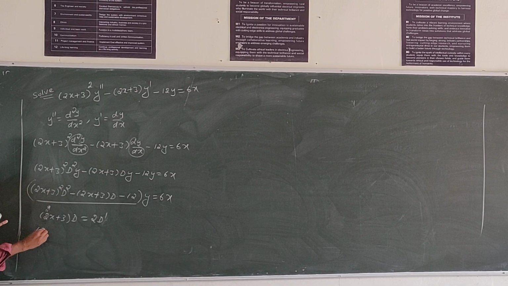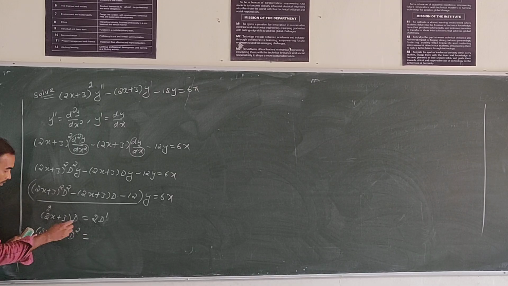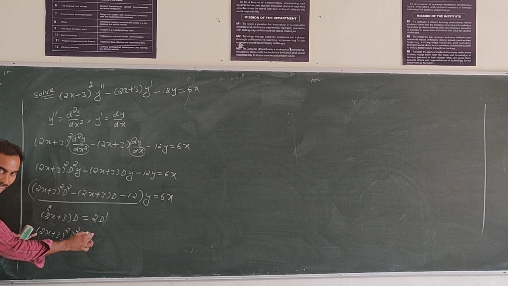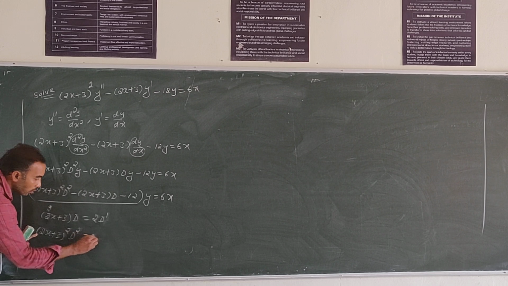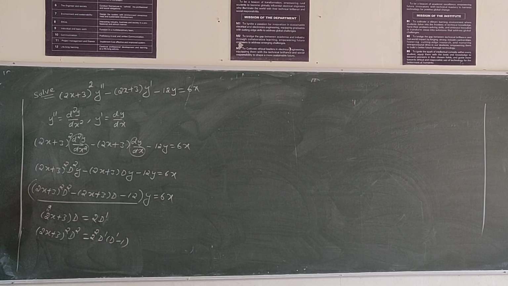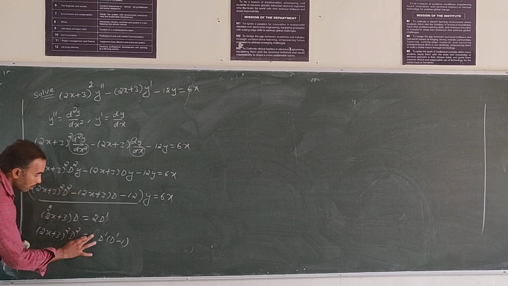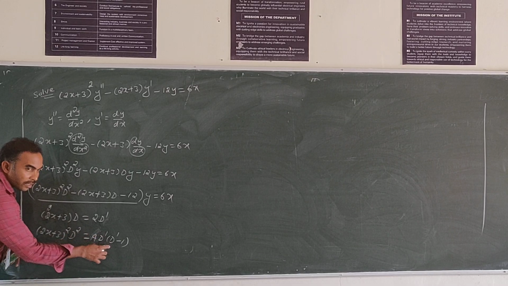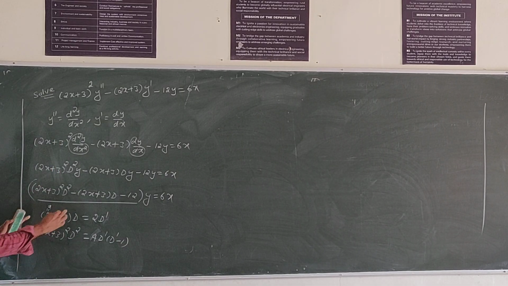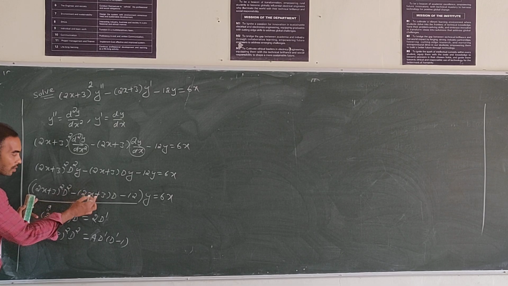Next, (2x+3) squared D squared can be written as: here what is the a? 2. A squared, first we have to write a squared, so 2 squared D'(D'-1). Just refer to the note. So 2 squared can be written as 4, so 4D'(D'-1). Clear? So these two substitutions we have to use to convert this term into constant coefficients.